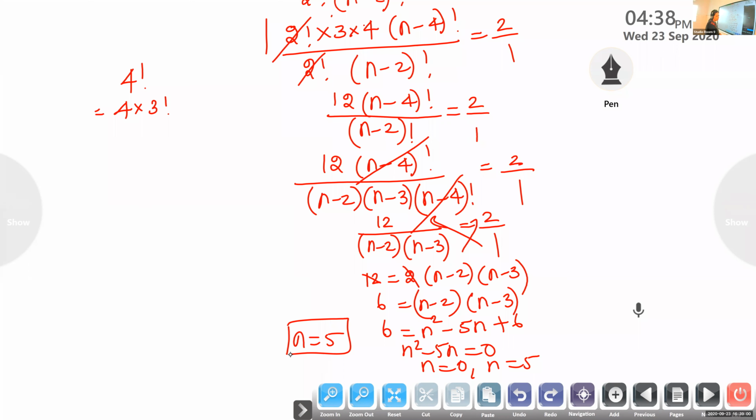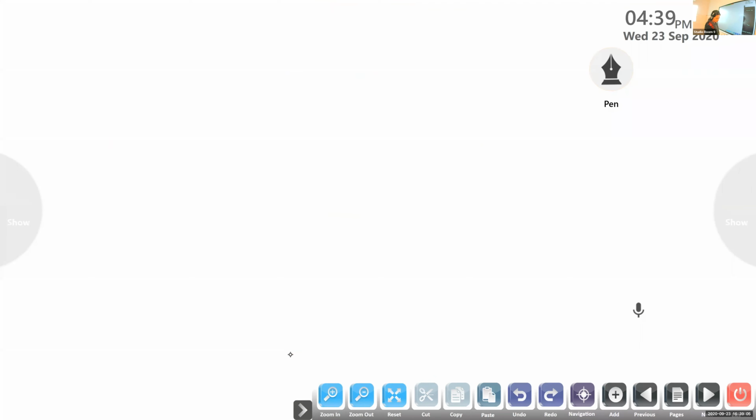Okay, now write down the next question, children. Find the value of n. These four questions which you are going to solve are important questions. The first one: n plus 1 factorial is equal to 20 into n minus 1 factorial.